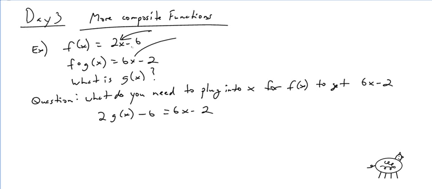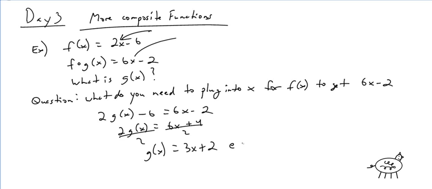That's actually pretty easy. I just solved for g of x. So I get 2g of x equals 6x plus 4, and divide everything by 2. So g of x equals 3x plus 2. Okay? And I'm going to even write down the word easy. I don't like to write the word easy too much, but that's pretty easy. So think about it. It says, what am I plugging into f of x to get 6x minus 2? And that's kind of how you do that one. All right? That's not bad.